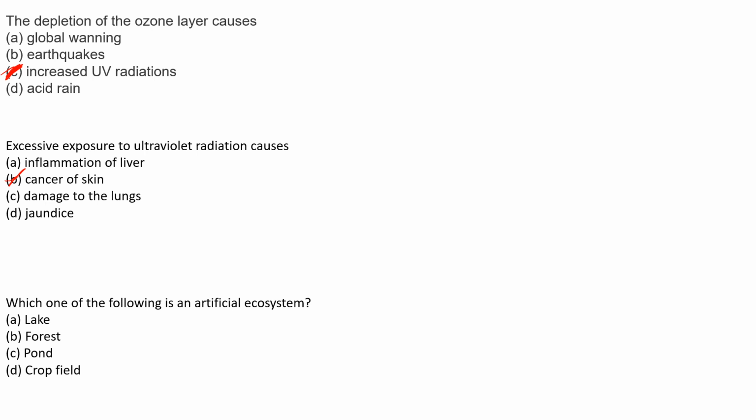The last question of this video is that which one of the following is an artificial ecosystem? First option is lake, second option is forest, third option is pond, and the option 4 is crop field. Right? So correct answer of this question is crop field, because an artificial ecosystem is the ecosystem that we made. So crop field is an artificial ecosystem.